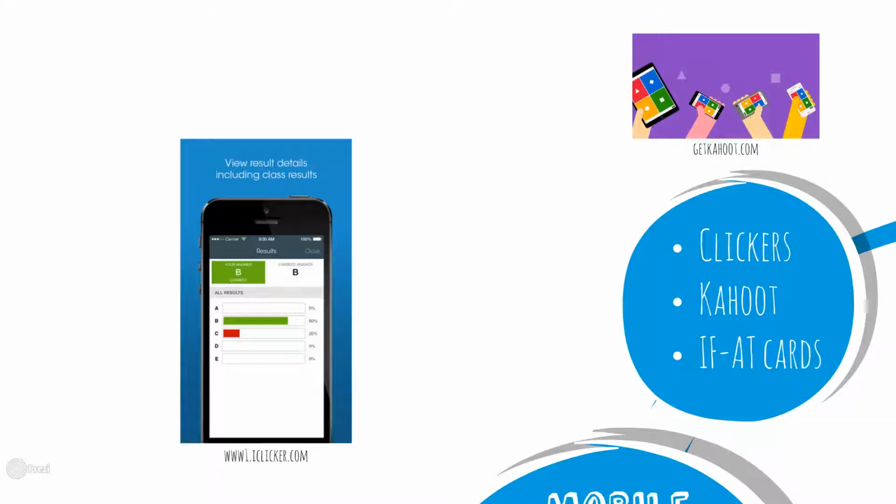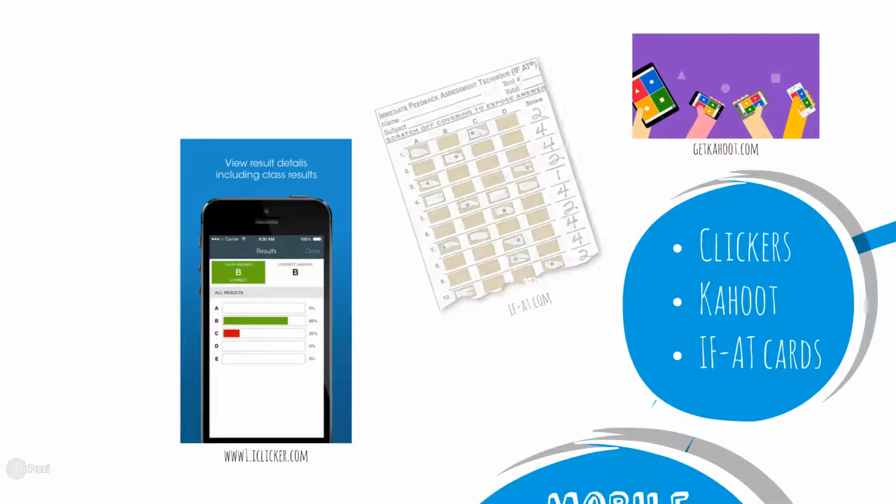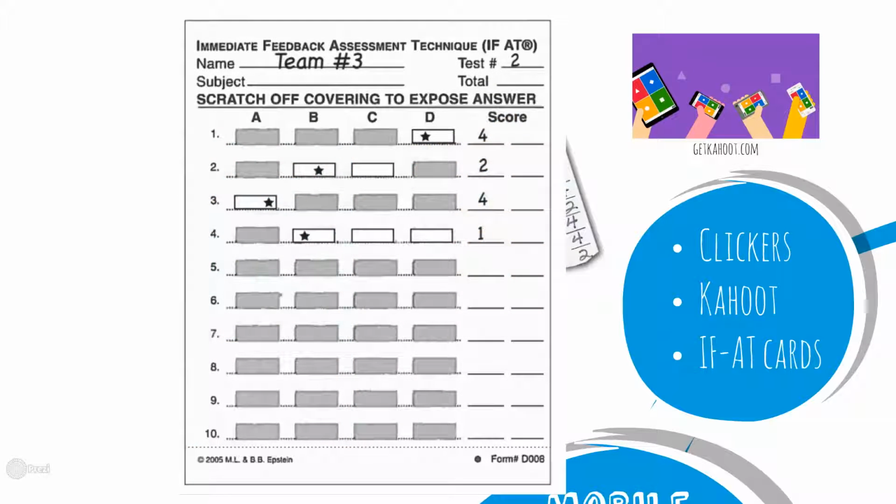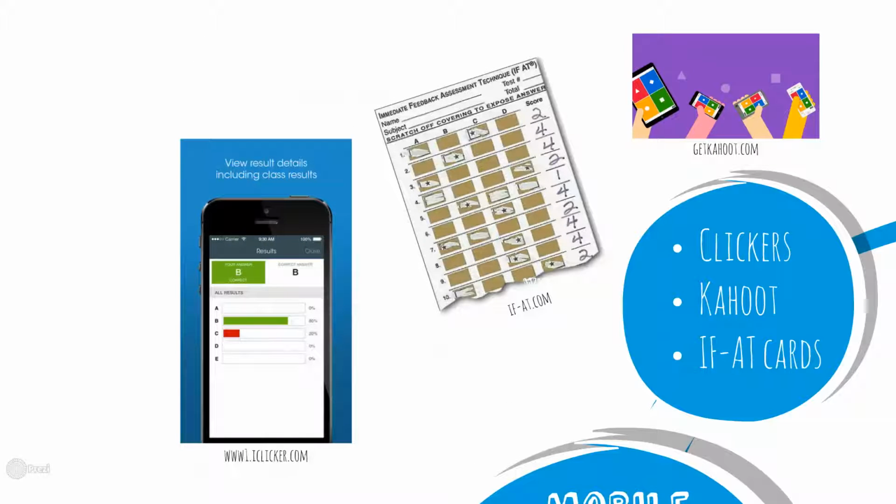Quizzing platforms such as Kahoot are another such tool. Or you might use IF-AT cards, which are paper cards with 10 rows of 5 multiple-choice options, in other words, A to D. Students scratch an opaque film off of the cell that corresponds to their selected answer. If the cell reveals a star, the student knows that he or she got it correct. If not, then he or she can select from the remaining 4 cells. These IF-AT cards, as well as clickers or tools like Kahoot, can be used to create individual or team-based competitions.